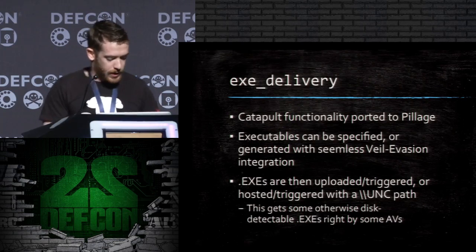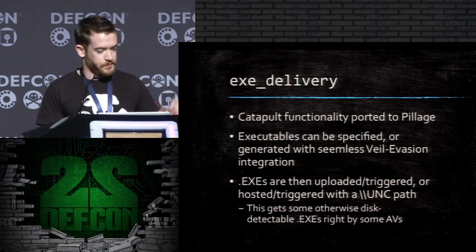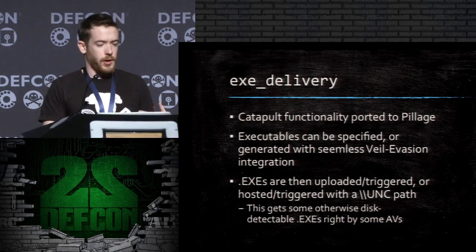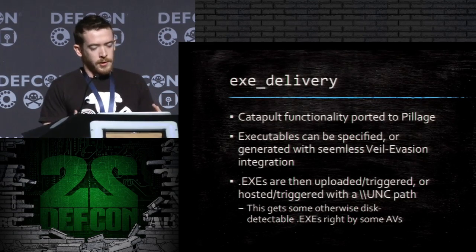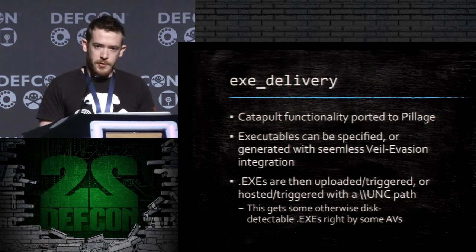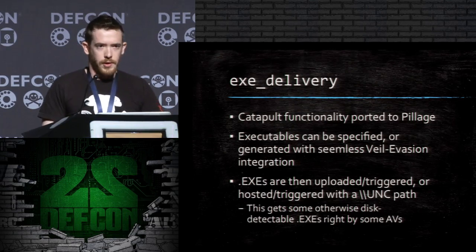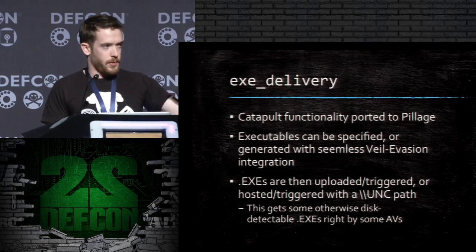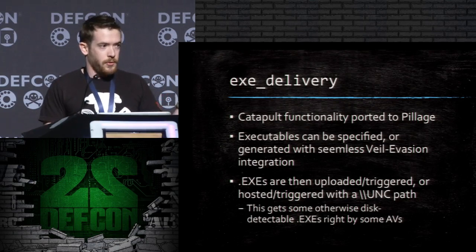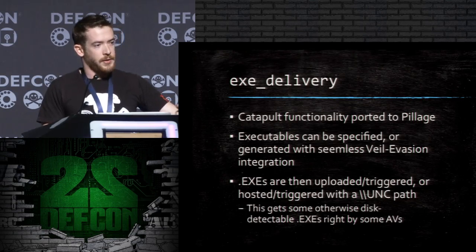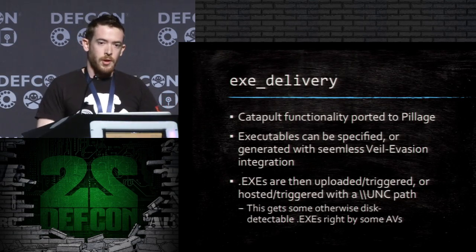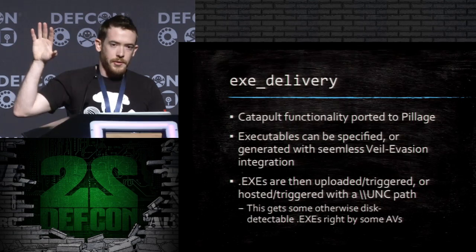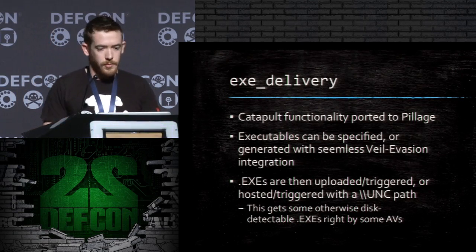And so yeah, I think Catapult's cool, but Pillage is a little cooler. For exe delivery, which is the core original function for Catapult, executables can be specified, like if you have your custom backdoor. Or you can take advantage of seamless integration into the Veil Evasion codebase. So I'll show in the demo, if you specify Veil as the payload type, it'll drop into the exact same interface that you would have for Veil Evasion. You can roll up all the options you want, it packages it up, and drops you right back into the Veil Pillage interface. So as seamless as I can make it.